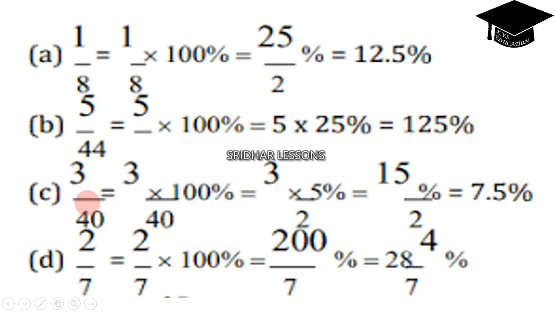125%. And the next one is 3 by 40, that means 3 by 40 into 100%. Upon cancellation, it will come as 7.5%. Similarly, do it for 2 by 7, 2 by 7 into 100, that is 200 by 7, which is equal to 28 and 4 by 7%. So like this, the simple mechanism is we have to multiply with 100 to convert into percentage.